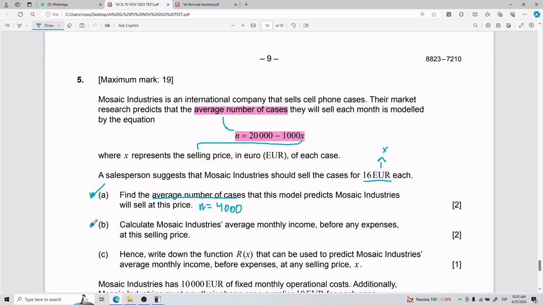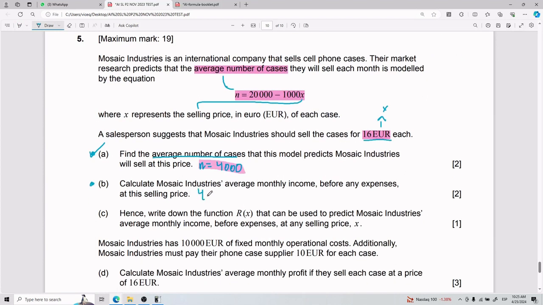And for part B, we're going to calculate Mosaic Industries' average monthly income before expenses at this selling price. And so monthly income is a little bit like money earned. Money earned is just going to be, each phone is being sold at what price? At 16. And how many phones are you selling? 4,000. So for part B, all you need to do is take the amount of phones that you have, multiply it by the price that you're selling them, and that will be your average monthly income.